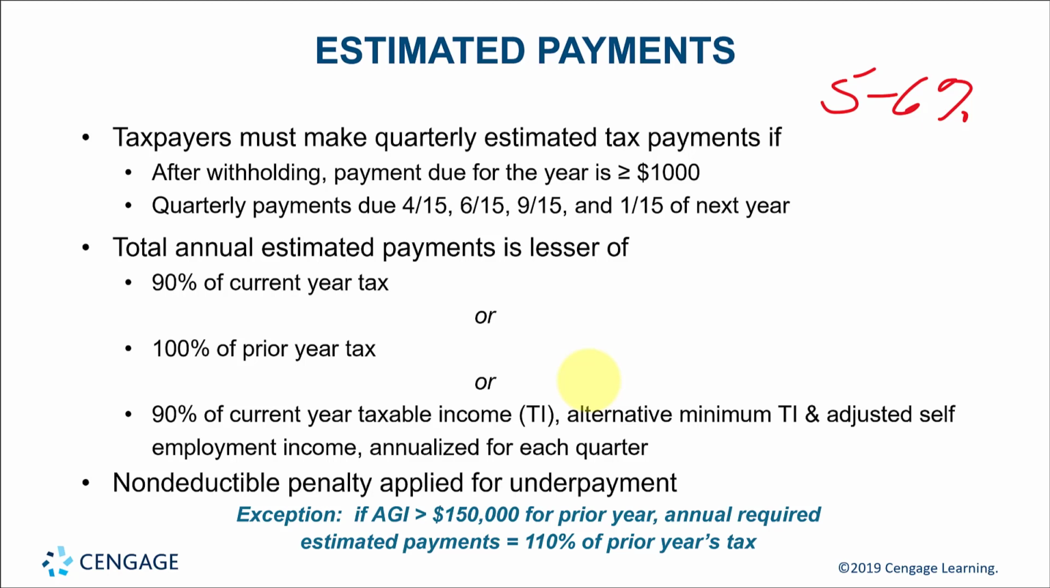Now there are exceptions to the penalty. One of the exceptions is if you owe under $1,000 for the year after taking into account withholdings from your paycheck or retirement pay, and also subtracting out any timely paid estimates you've already made during the year. Again, if you owe less than 1,000, then there's no penalty. You just pay that balance when you file your income tax return by April 15th.